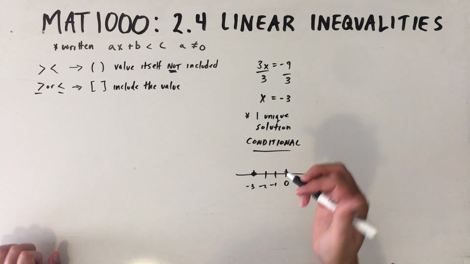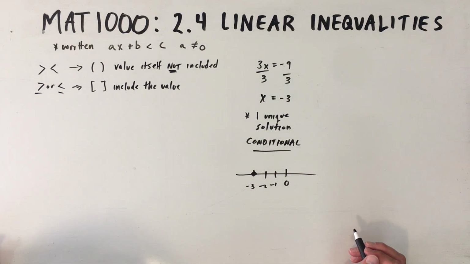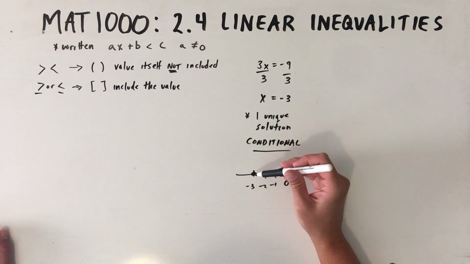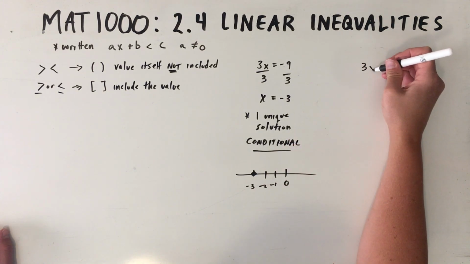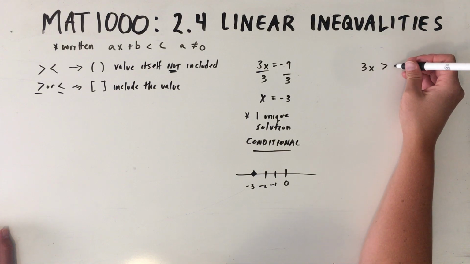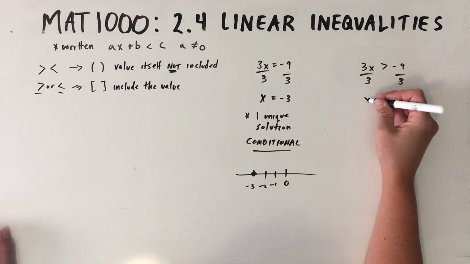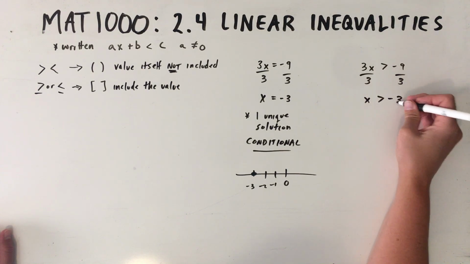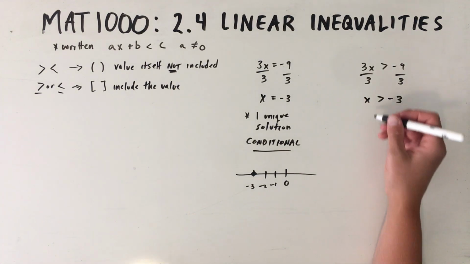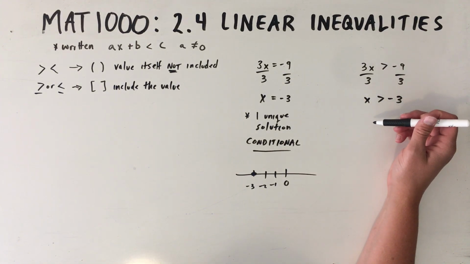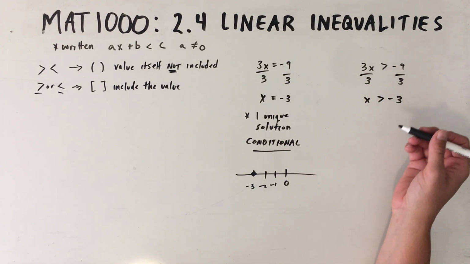Okay, so how is an inequality different then from an equation? Well, an inequality isn't just this one specific spot. If I had this same inequality here, but I had 3x greater than -9 and I divide by 3, then I would get that x is any value greater than -3. Okay, so this has limits on the solutions, so there's not one unique solution. There are multiple things that would make this true.